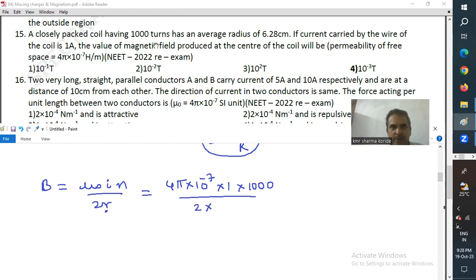How much is R? R is 6.28 centimeters. So 6.28 centimeters converting into meters, there will be 10 to the power of minus 2. So this and this get cancelled, minus 5 will be left with. 12.56, multiplying 2 with 6.28, 12.56. 4 pi is again 12.56. So therefore, 1000 into 10 to the power of 5. 1, 2, 3. So there will be minus 2. So it is 10 to the power of minus 2 Tesla. Okay, so second option is correct. Next.